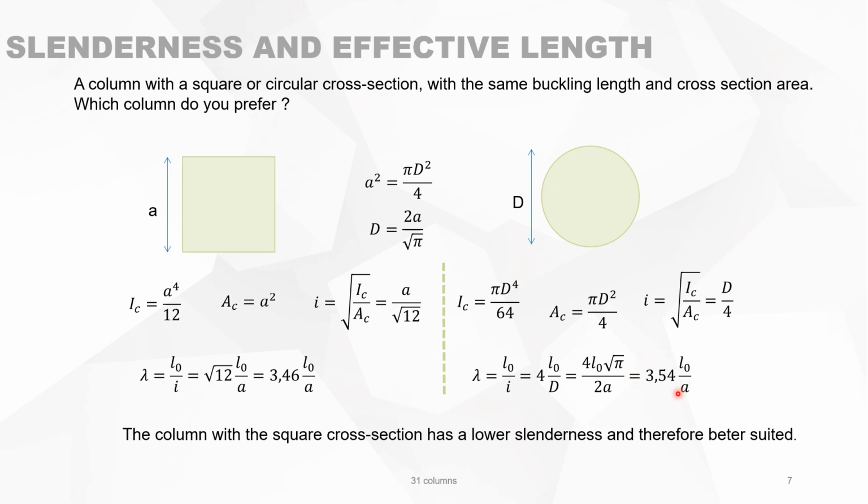So this means that the slenderness of the circle cross-section is higher than the slenderness of the square cross-section. So when you have the choice, use the square cross-section, which is better. It has a higher loading capacity with the same circumstances as the circular cross-section.